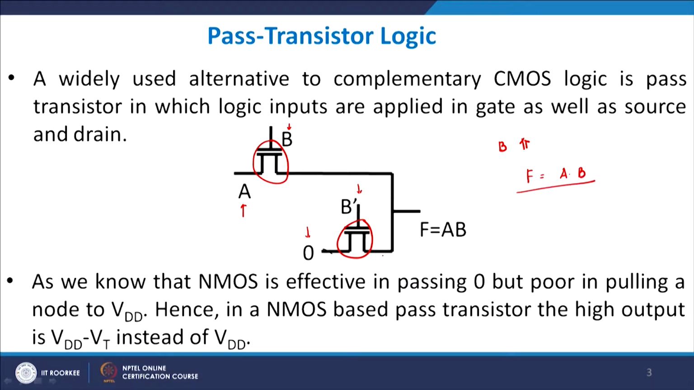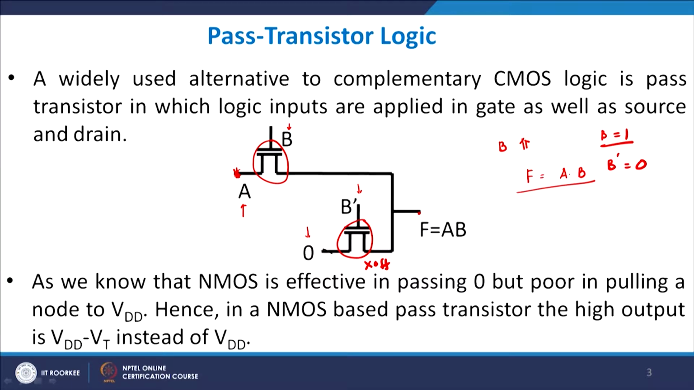Why? Because whatever the value of A will appear at this point. So, if A equals 0, F will be equal to 0. If A equals 1, F will be equal to 1, provided B equals 1. Now, whenever B is high or B equals 1, you ensure that your B complement is basically 0, meaning that this will be cut off. And therefore, this output will just be latched to this input A here.